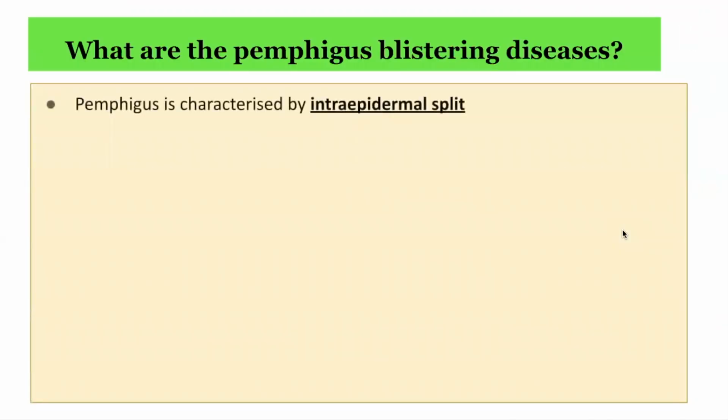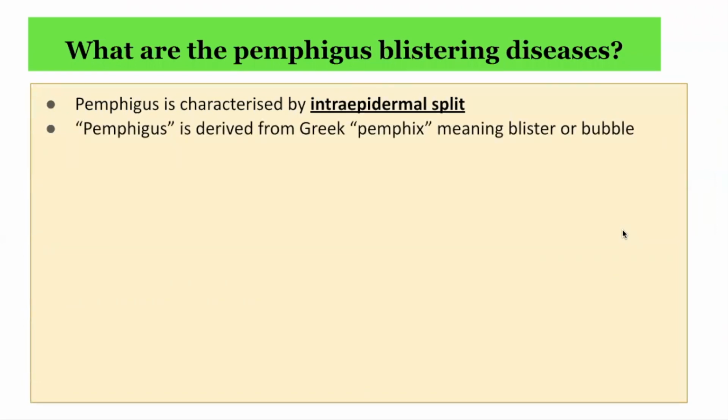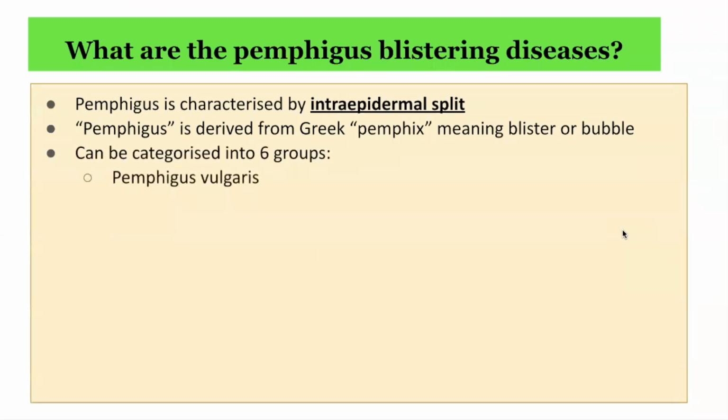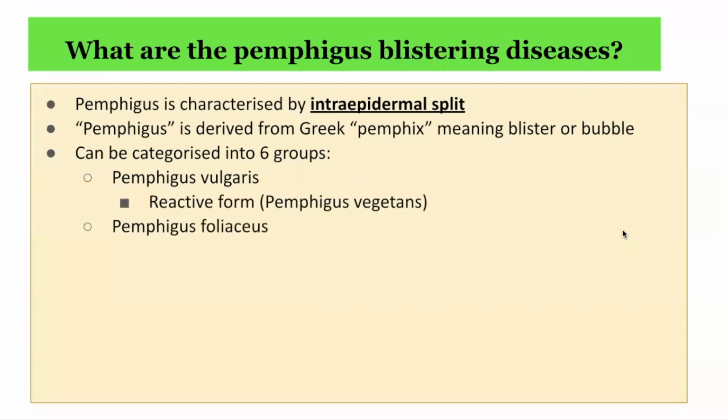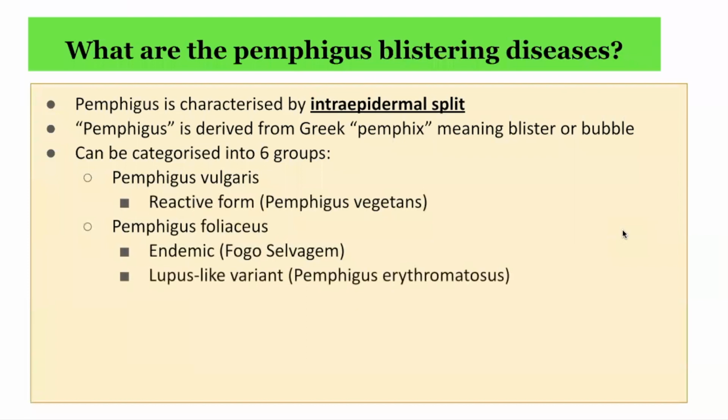Just as a reminder to ourselves, pemphigus is characterized by an intradermal split. Pemphigus is derived from the Greek word pemphigus, meaning blister or bubble, and it can be categorized into 6 groups. Pemphigus vulgaris, of which there is a reactive form known as pemphigus vegetans, pemphigus foliaceus, of which there is an endemic form known as fogo selvagem, as well as a lupus-like variant known as pemphigus erythematosus.